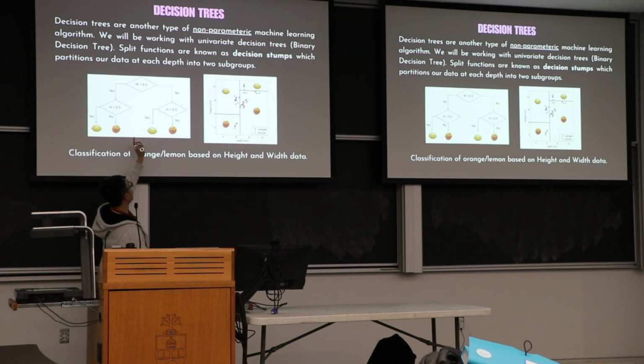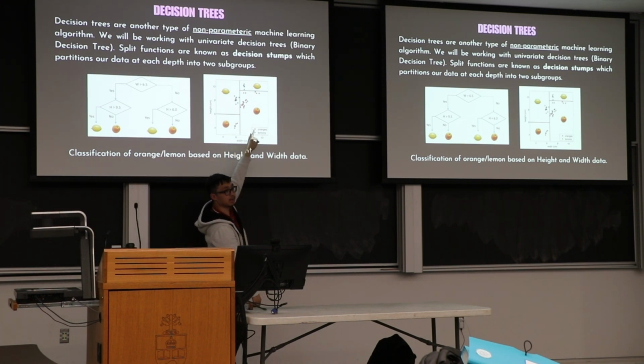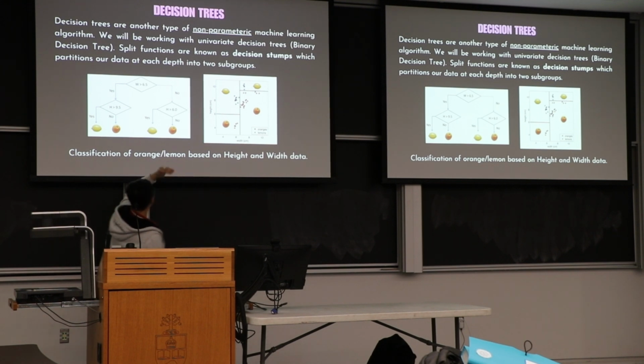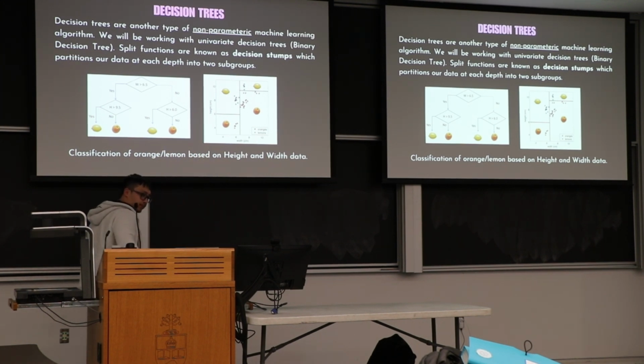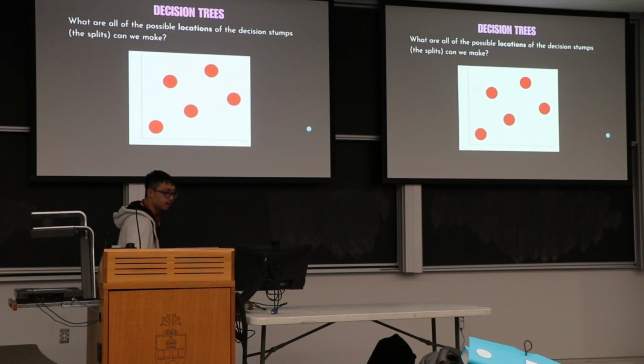Height greater than 9.5. I can't point to it, but you can see if the height is greater than 9.5, we classify it as a lemon. Otherwise, if it's lower or equal to 9.5, we classify it as an orange. And we do the same thing for the right tree. If the height is greater than 0.6, it's a lemon. If the height is less than that, it's an orange. Pretty basic, right? Does anyone have any questions about decision trees? No questions? Perfect. All right.